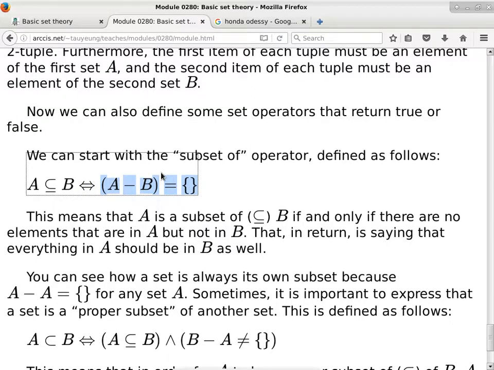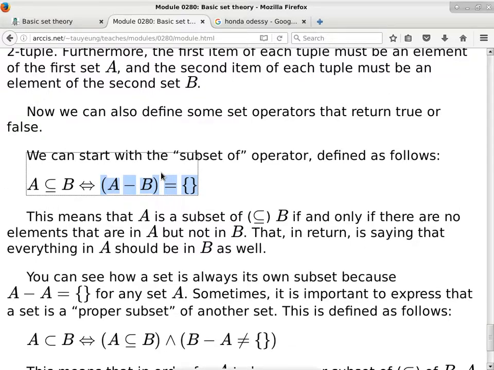Does that mean if the sets are equal, it can also be that one is a subset of the other? Yes. So in this case, the difference has to be an empty set. So if you can find nothing that is in A but not in B, then A is a subset of B. Is that okay or not?